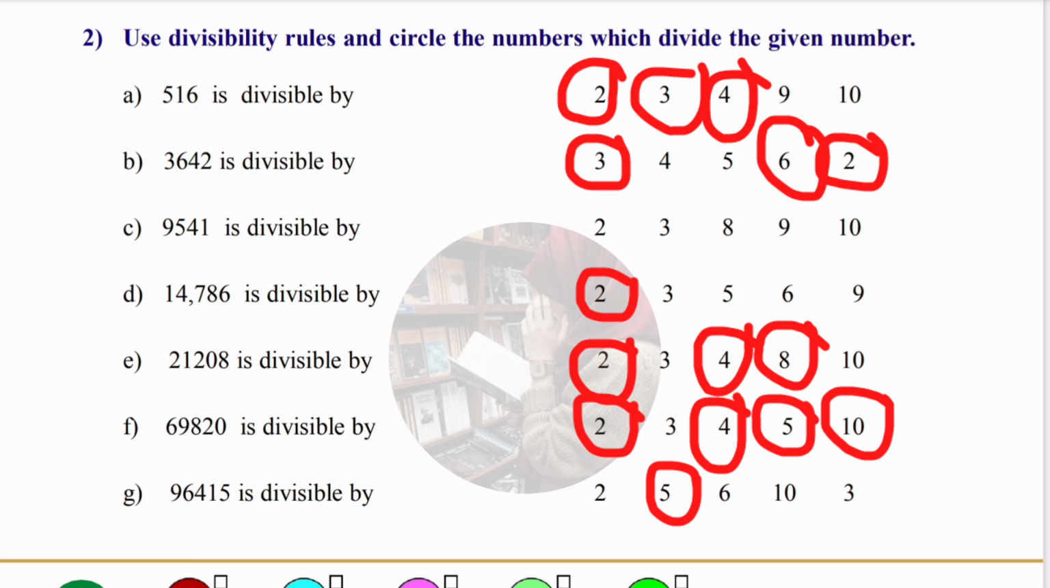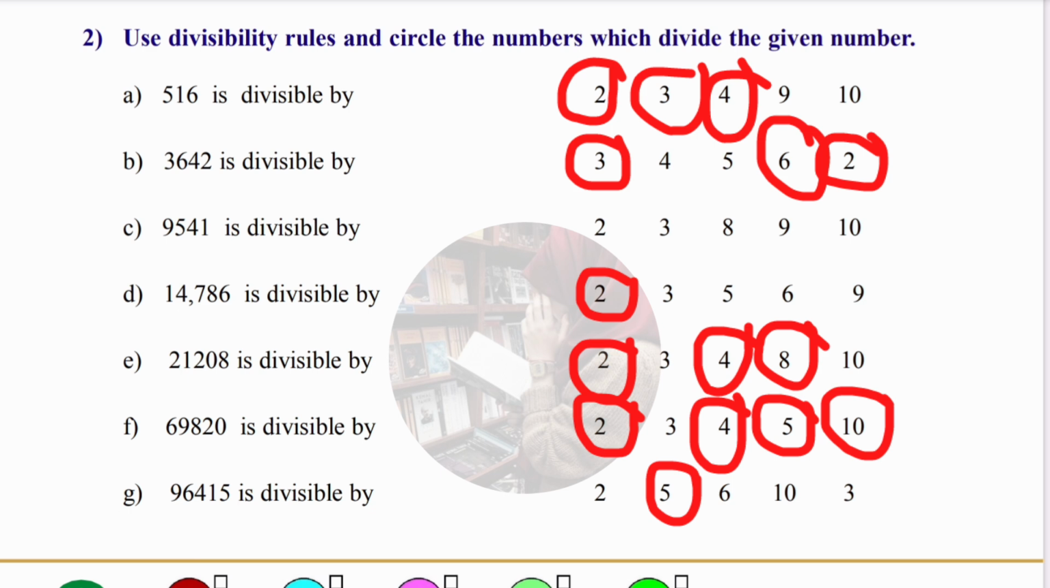That's why leave it alone. Leave it as it is. Don't circle any of the numbers. Next number is 14,786. The last digit, which is 6, is an even number. It is definitely divisible by 2, and the rest of the numbers are not. That's why leave it as it is.